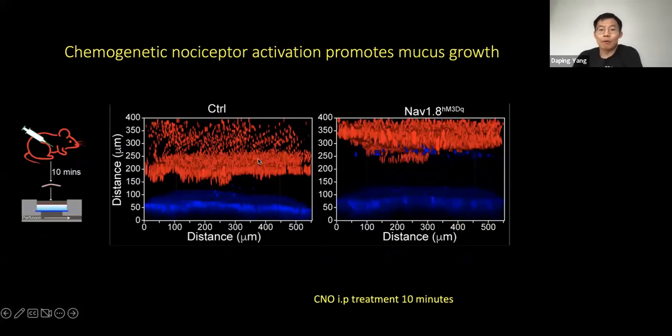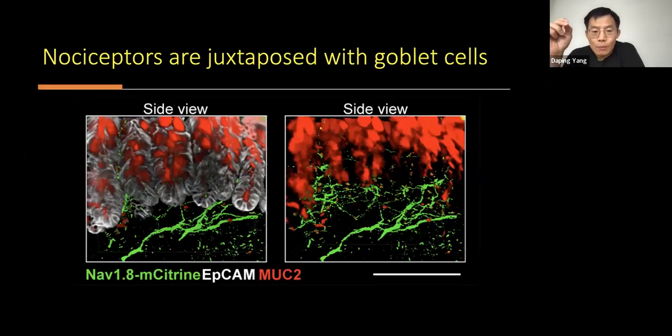With these mice, we also performed the ex vivo colon explant culture experiments and found that the mucus layer in the neuron-activated mice was dramatically increased 10 minutes after CNO treatment. Since goblet cells are the mucus-secreting cells, we predicted that the nociceptor neurons might be in close proximity to goblet cells. Indeed, as you can see here, using the nociceptor reporter mice combined with staining, we found that the nociceptor neurons are in close contact with goblet cells in the colon.